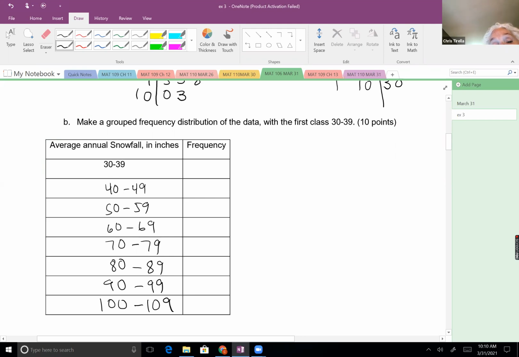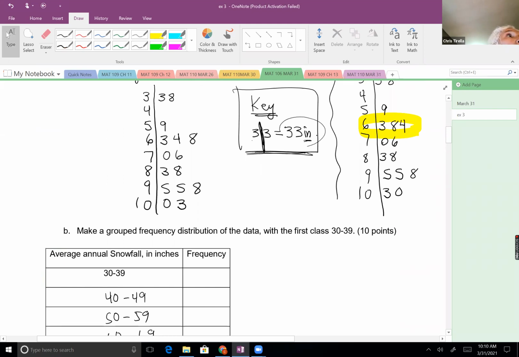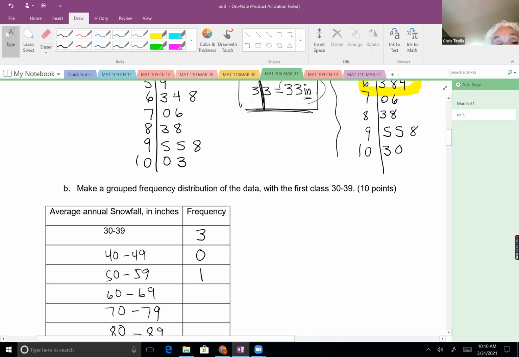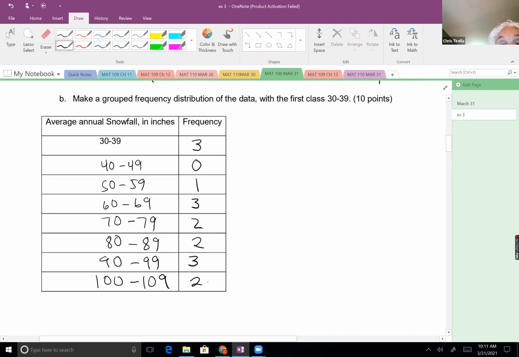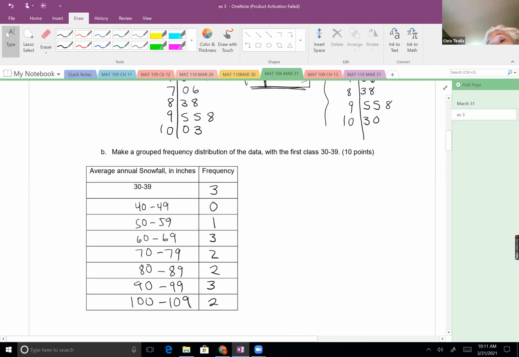Now, we're just going to put in the frequency of each value. I could go up to the original values, but being that I have this stem and leaf diagram here, I think making one of those usually helps with the counting. So looking here, I have 3 numbers in the 30s. I have none in the 40s. I have 1 in the 50s, 3 in the 60s, 2 in the 70s, 2 in the 80s, 3 in the 90s, and 2 in the hundreds. Is everybody all right with making a frequency distribution?